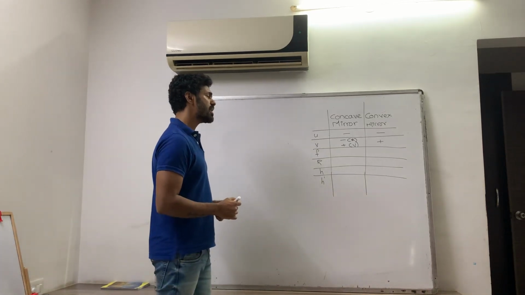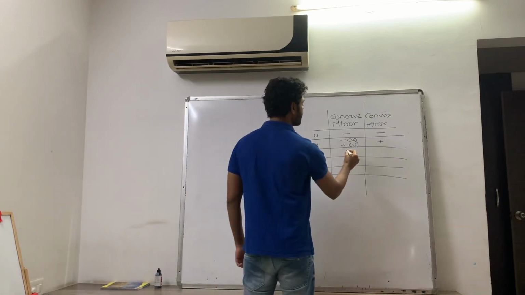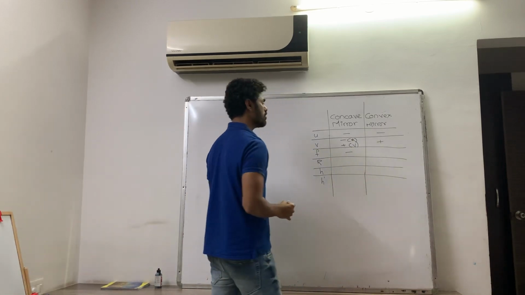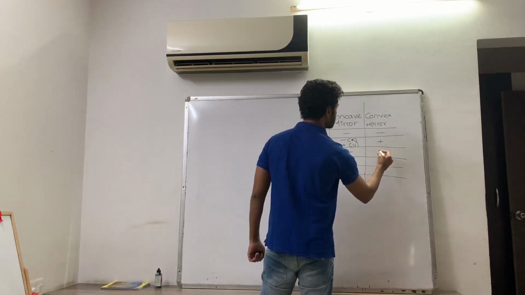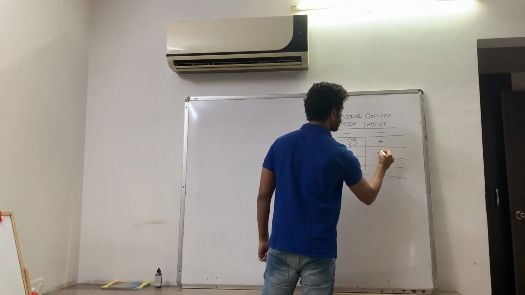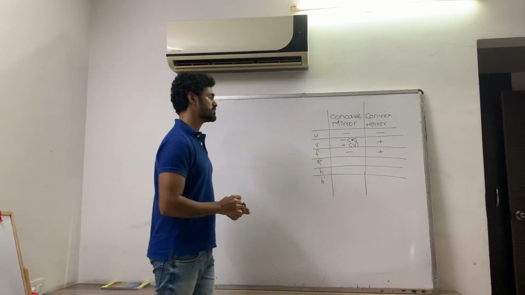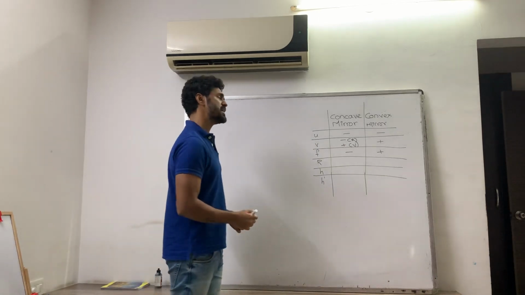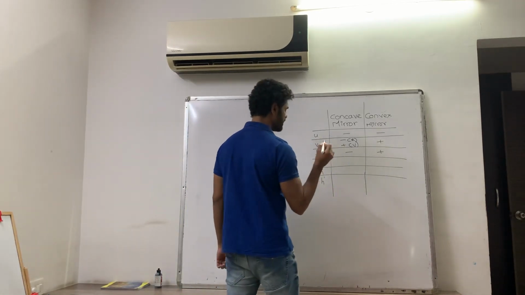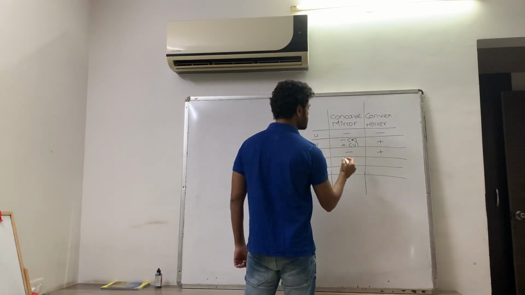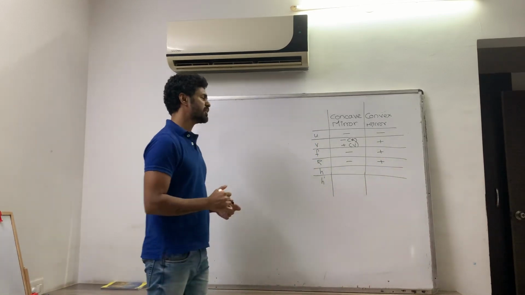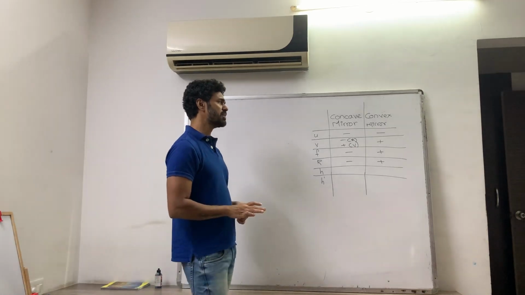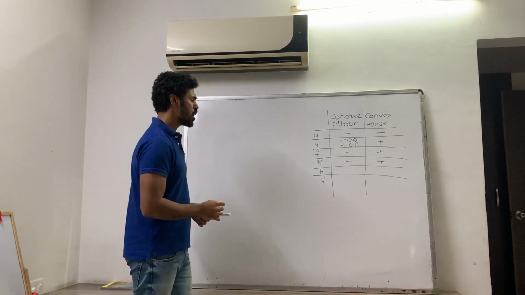F, focal length. For a concave mirror, the principal focus is on the left hand side of the pole, so focal length is negative. For a convex mirror, the principal focus is on the right hand side of the pole, so focal length is positive. Same holds for radius of curvature, that is center of curvature. The principal focus and center of curvature lie on the same side. So radius of curvature would be negative for a concave mirror and positive for a convex mirror.